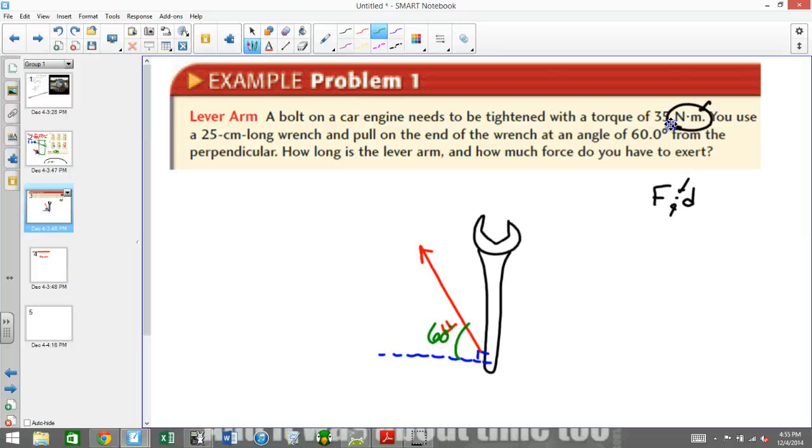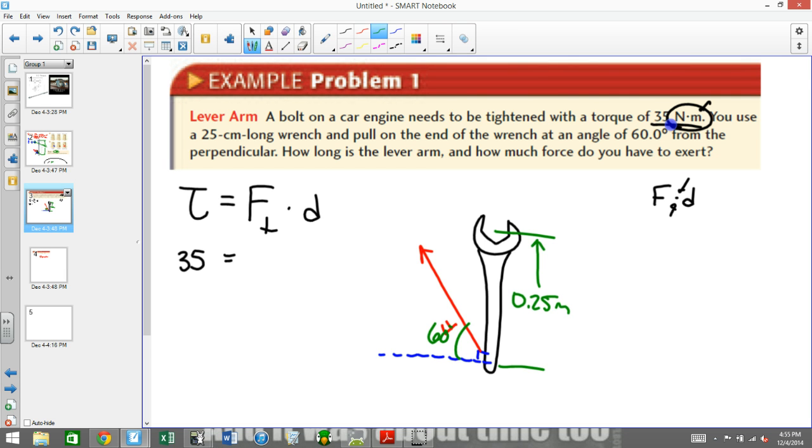You need a torque. So here's my equation. Torque is equal to the force perpendicular times the distance. The torque you need is 35 Newton meters. So here's 35. The wrench is 25 centimeters long, so this distance from here to here is 0.25 meters. It's my distance. So how long is the lever arm?